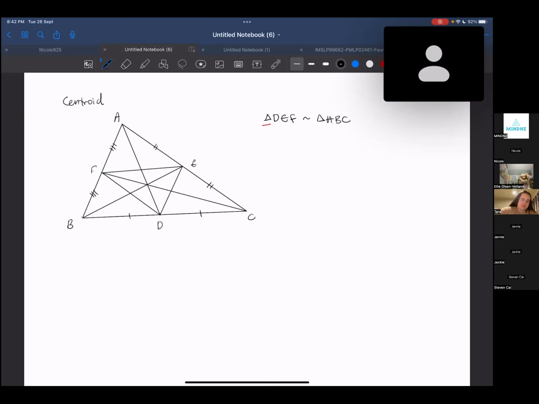What's DEF called? Oh yeah. DEF is the medial triangle. But I don't think it's too important, but yeah. It's just something cool that we can get out of it.